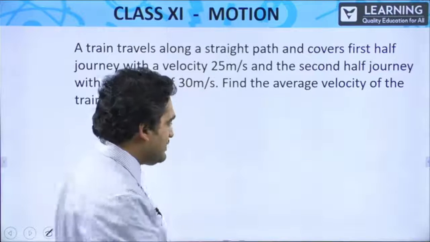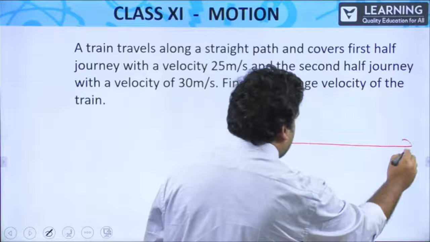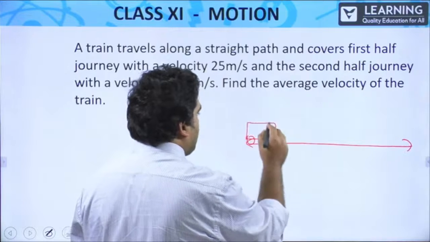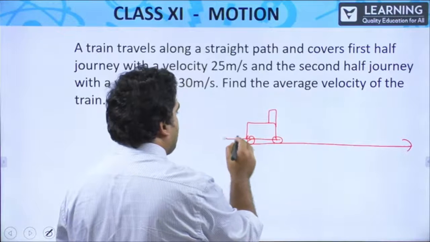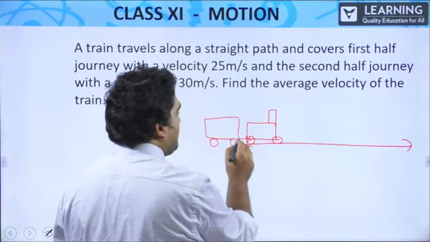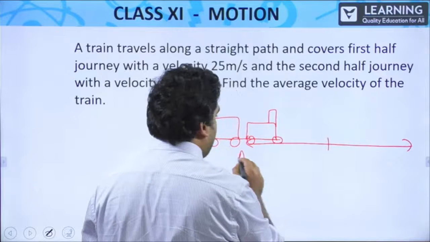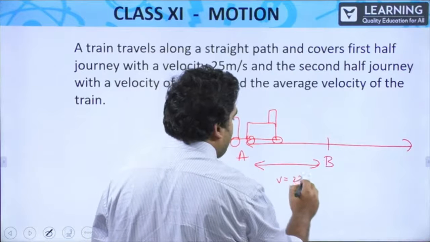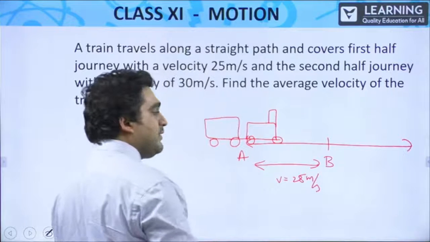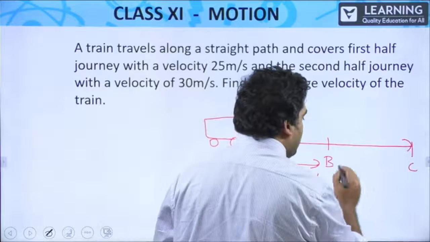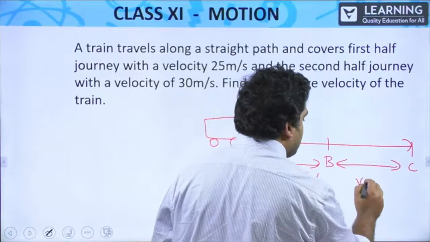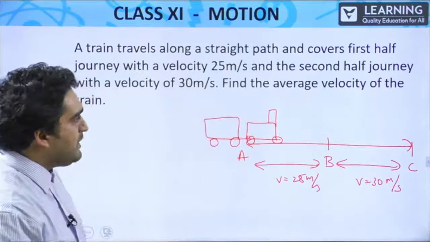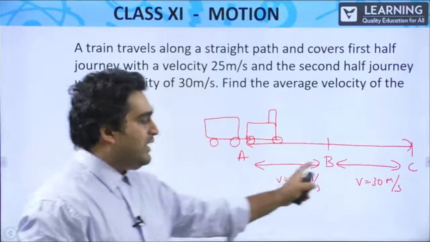First half journey. So let's draw that as a picture. You have a train, a choo-choo train. It covers the first half journey, let's say A to B, with a velocity V equal to 25 meter per second. And then from B to C, the next half journey, it covers with a velocity of 30 meter per second. What will be its average velocity from A to C?